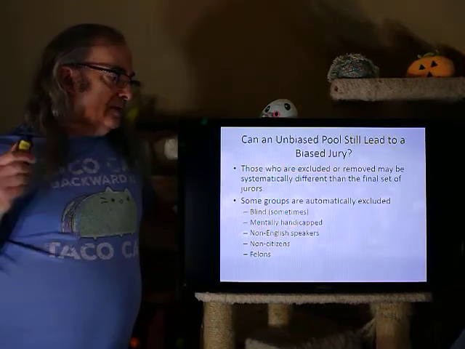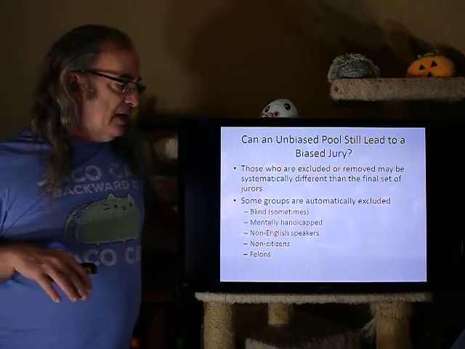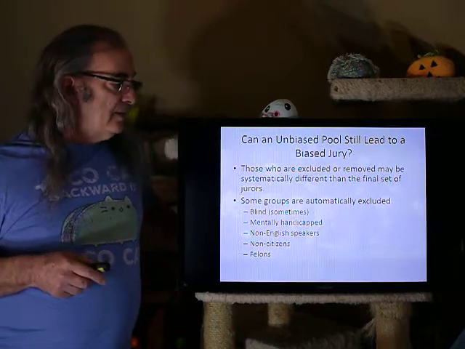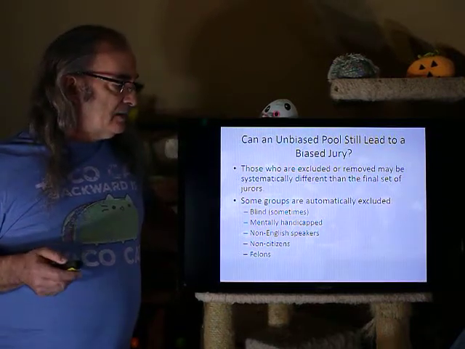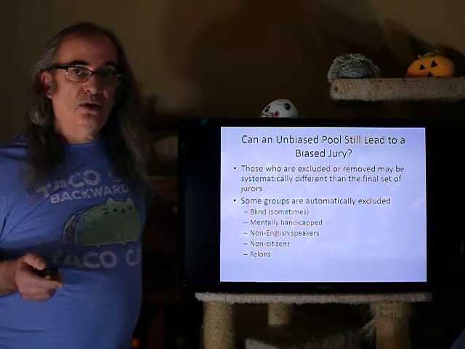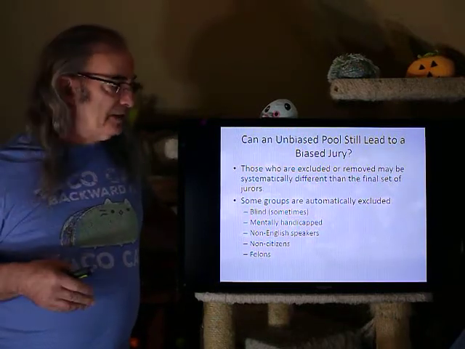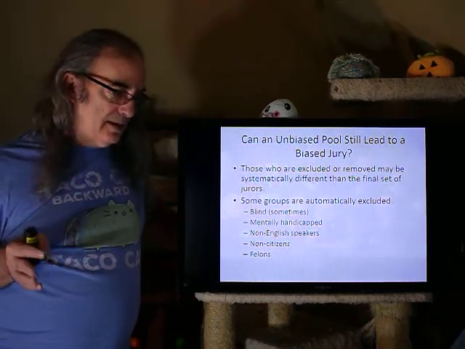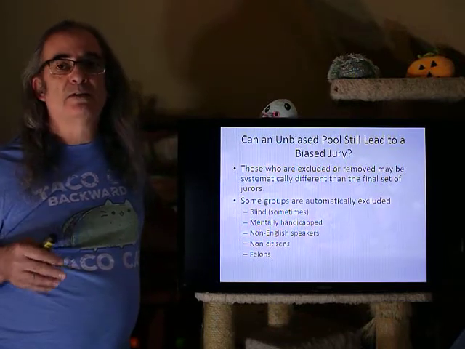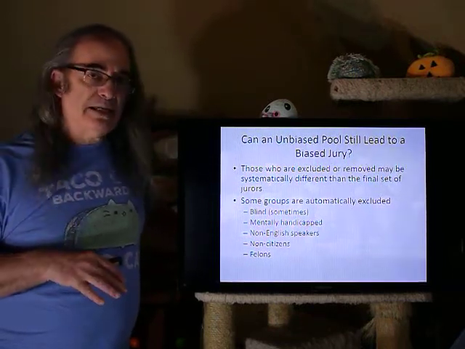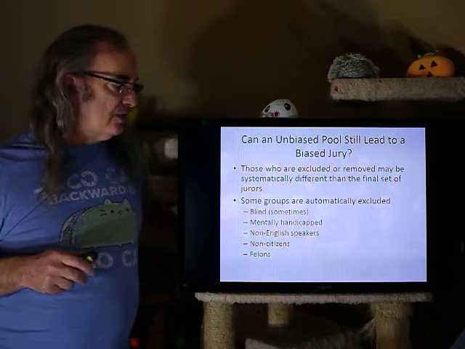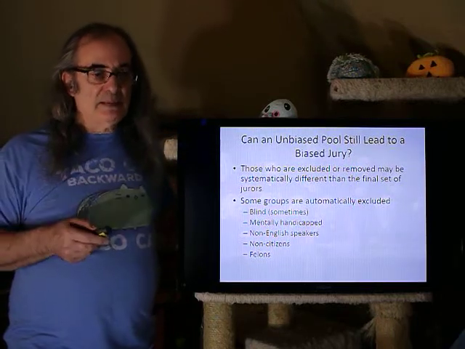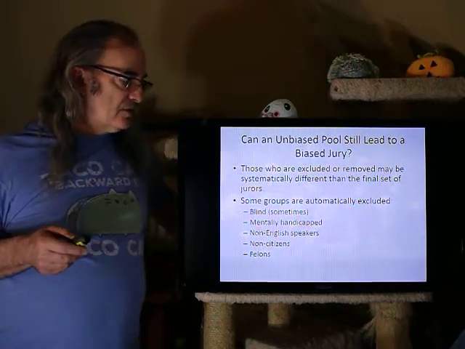Now, can the unbiased pool still lead to a biased jury? How does the process of voir dire work in this regard? Those who are excluded or removed may be systematically different than the final set of jurors. So who would tend to be systematically excluded under almost all conditions? Well, the blind, sometimes. If there's visual evidence that needs to be processed, someone might make a case that blind people shouldn't necessarily be on the jury. The mentally handicapped are typically excluded. It is thought that they may not be able to process the information effectively that they're going to see.